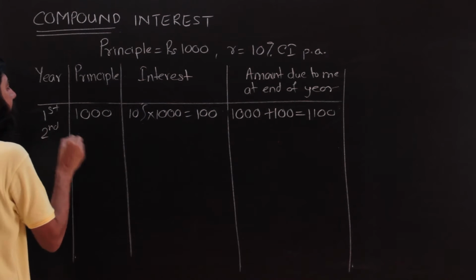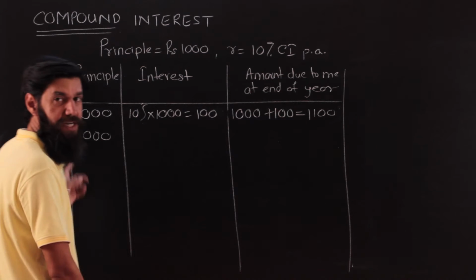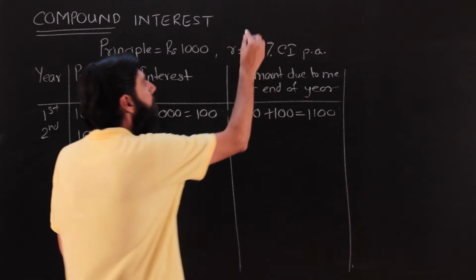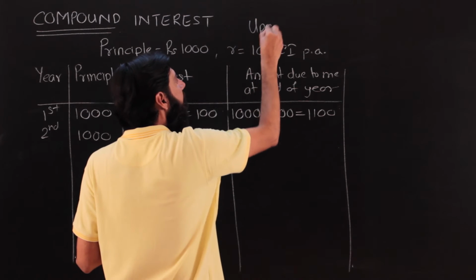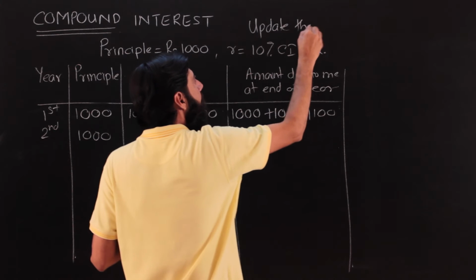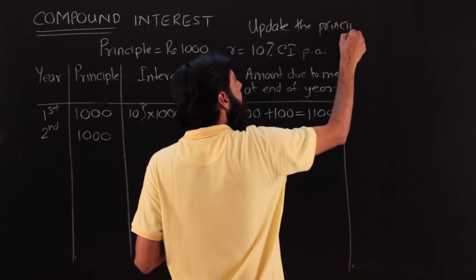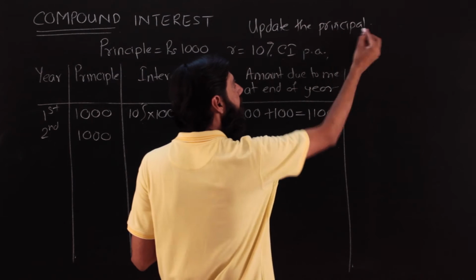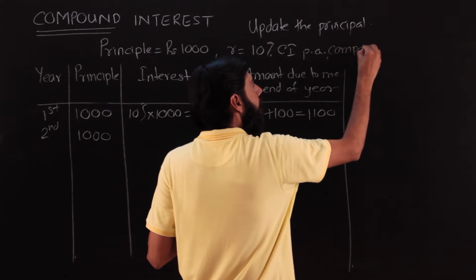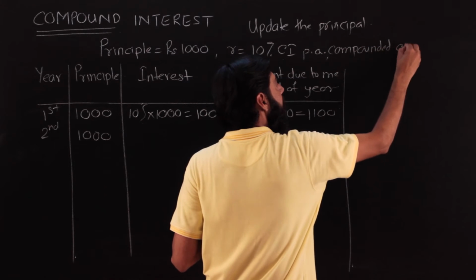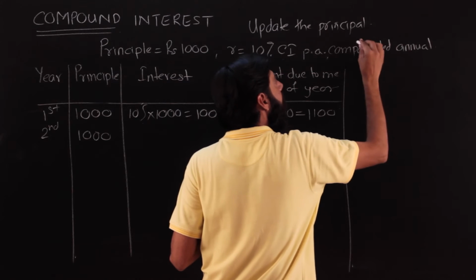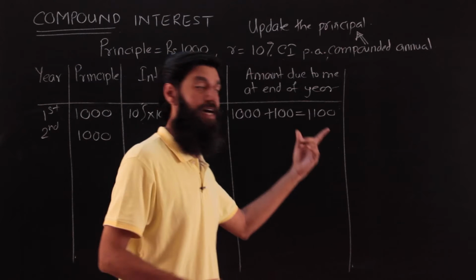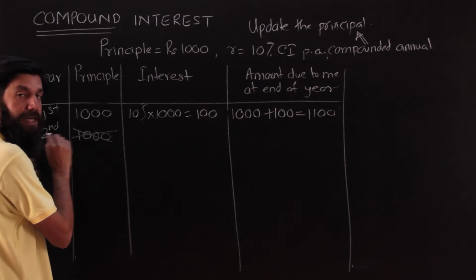In the second year, in the case of simple interest, it was 1000 again, but the meaning of compounding is update the principal. Other than the rate, we also agree to another term, compounded annually. Annual, you understand, in a year. Compounded means update the principal. So when do I update the principal? At the end of the year, right? So at the end of the year, the next year starts.